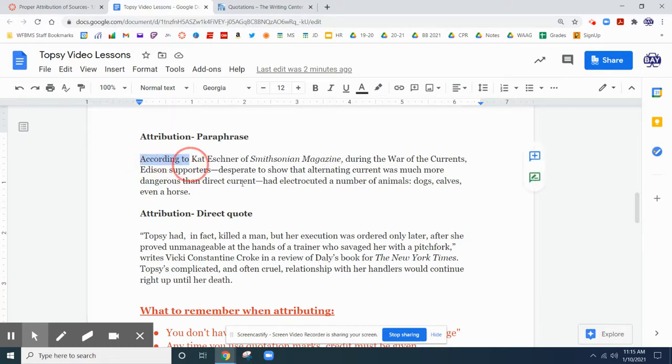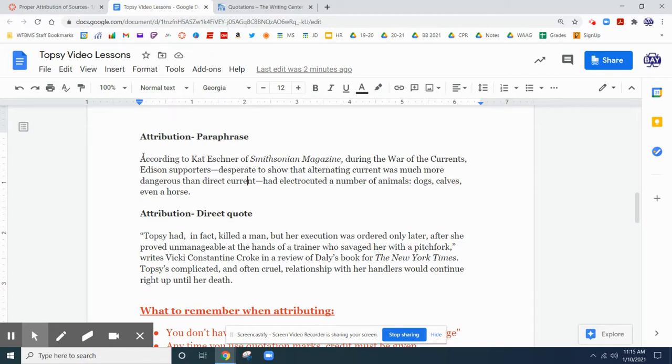According to Kat Eschner of Smithsonian Magazine, during the War of the Currents, Edison supporters, desperate to show that alternating current was much more dangerous than direct current, had electrocuted a number of animals, dogs, calves, even a horse.